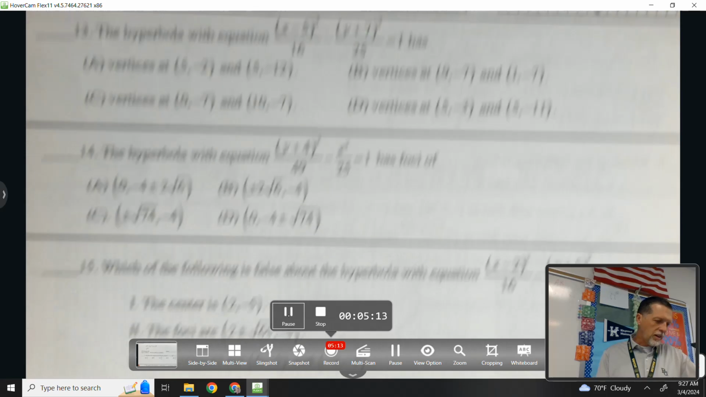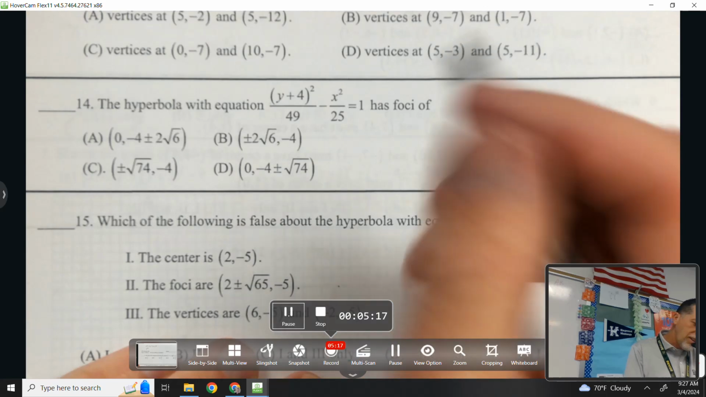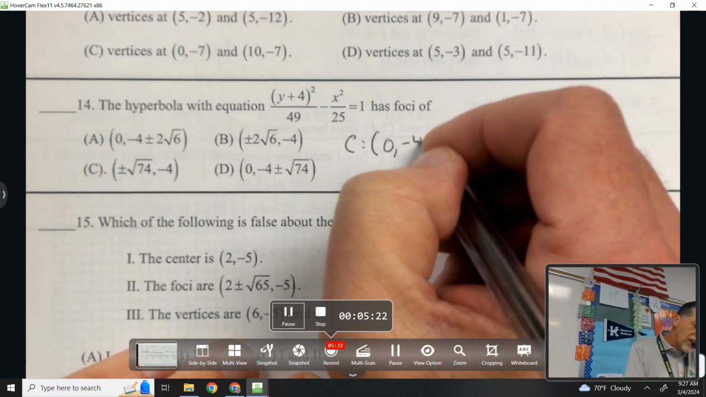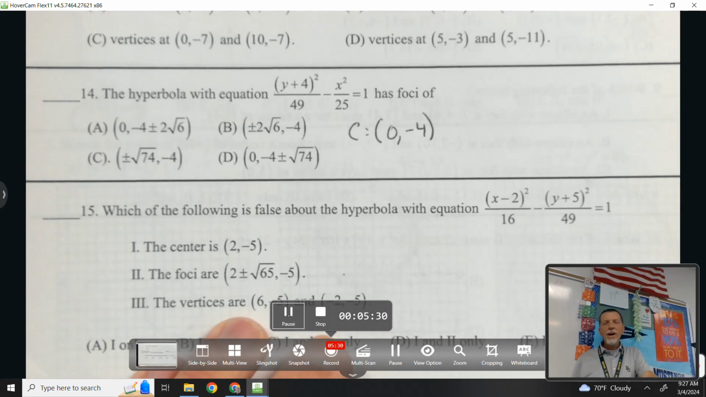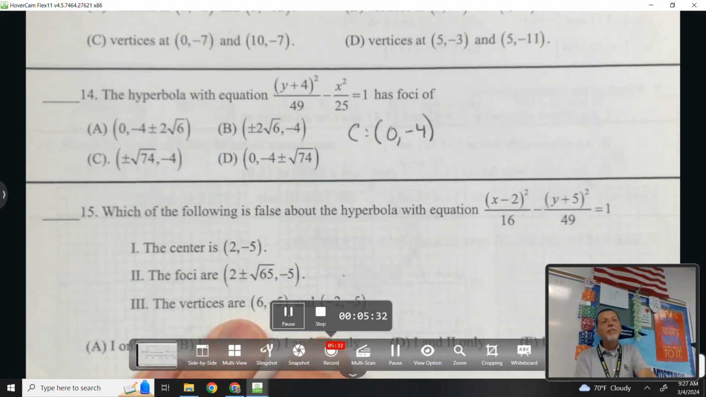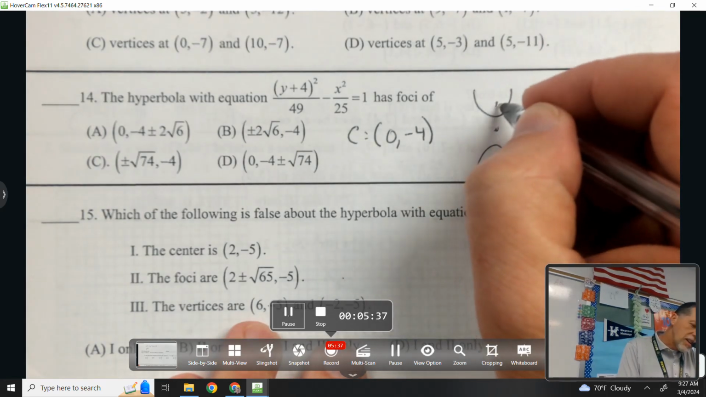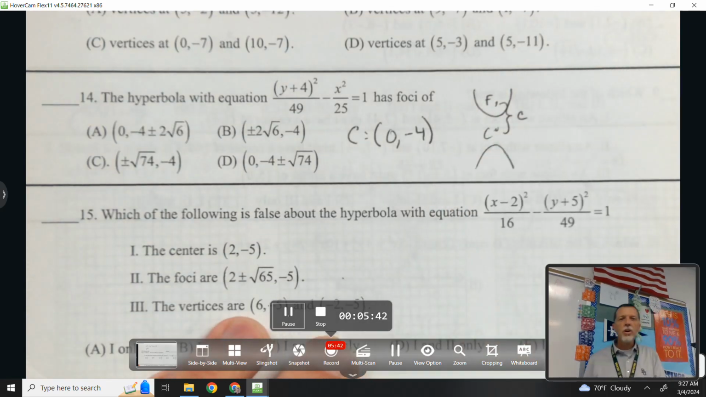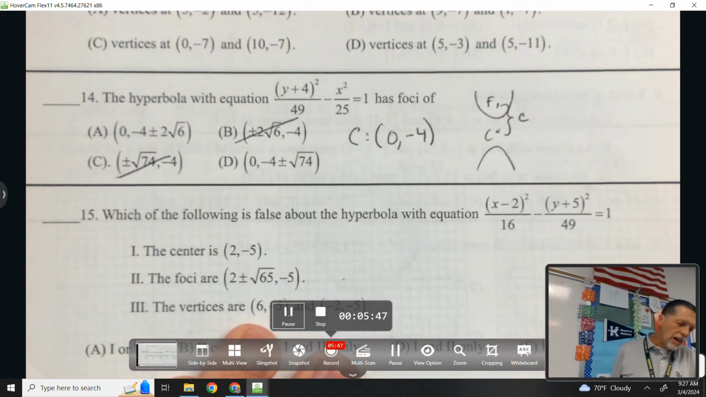Number 14. The hyperbola with that equation has foci of... Okay, so this is similar to the question we just did. So 0, negative 4 is my center. What matters more for a hyperbola? What comes first? This is an up and down hyperbola, so I will go up and down from the center, not left and right.